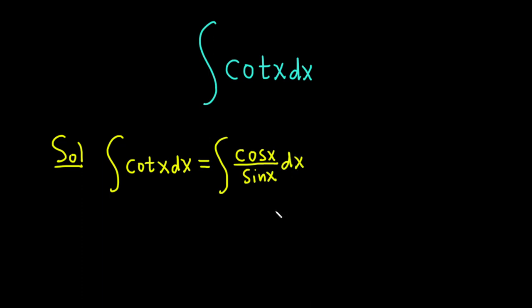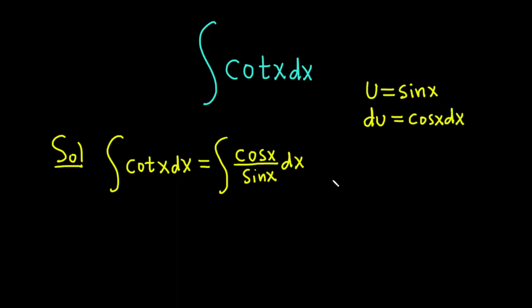And now we're going to make a substitution. We're going to let u be the denominator, so we're going to set u equal to the sine of x. We can differentiate both sides of this equation. So on the left-hand side, we get du, and then the derivative of sine is cosine, so this is cosine x dx.